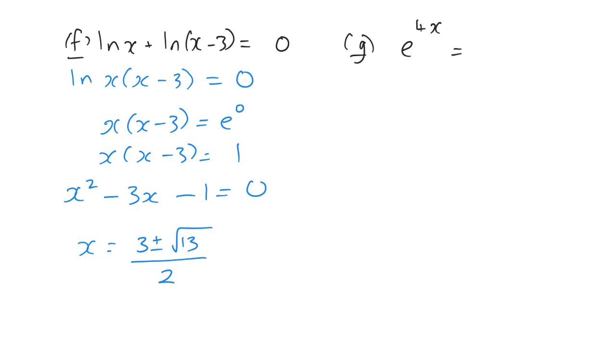e to the 4x equals 5. Again, take natural logs of both sides, bring the 4x down.